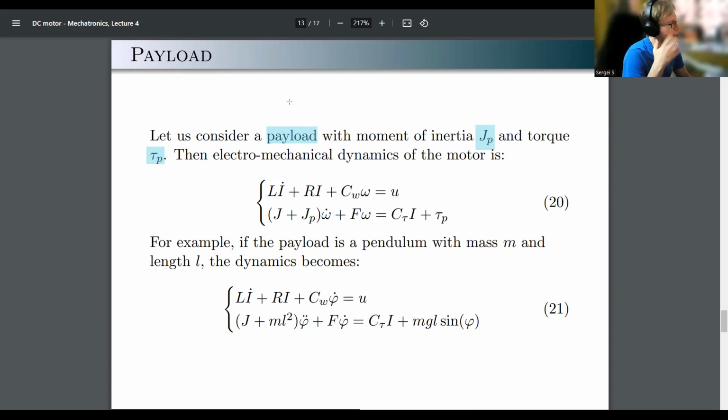Just to give a few examples. So, for example, let's say you have an inverted pendulum. Well, then the pendulum itself on the end of the motor, the inverted pendulum, would be a payload. If your motor drives, let's say, for example, a fan that produces airflow, that fan would be a payload. Okay. If the motor drives a wheel, the wheel will be a payload. Right? Okay.